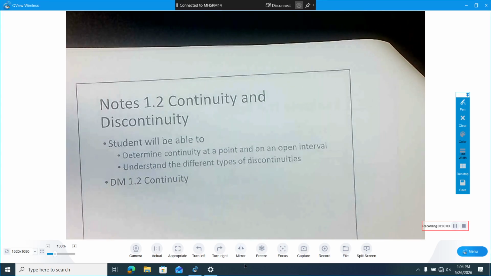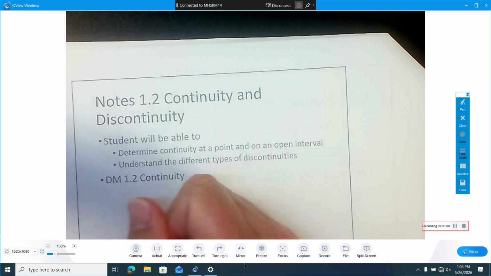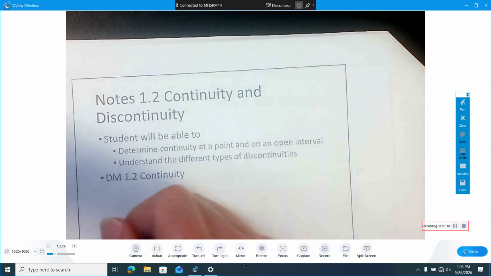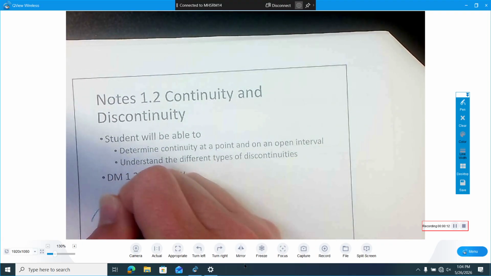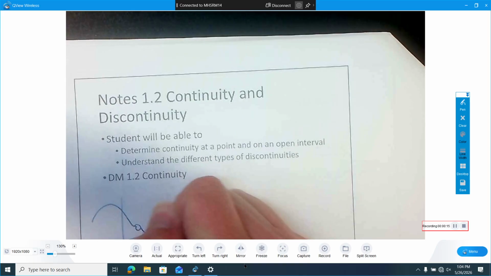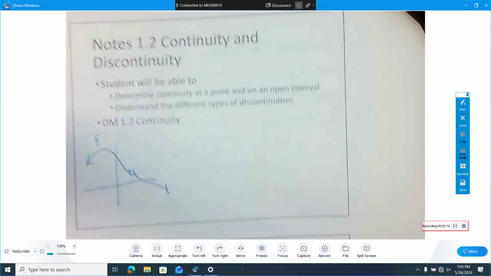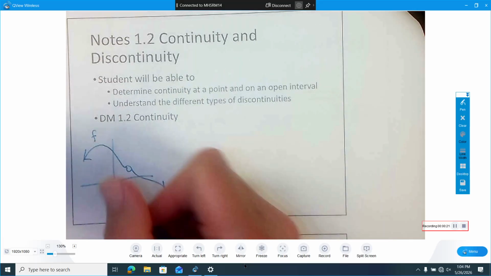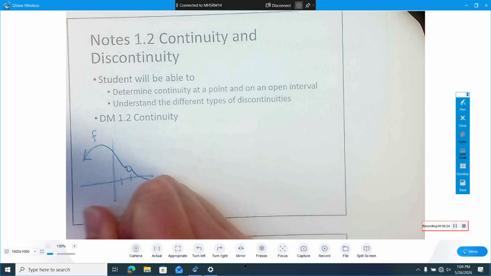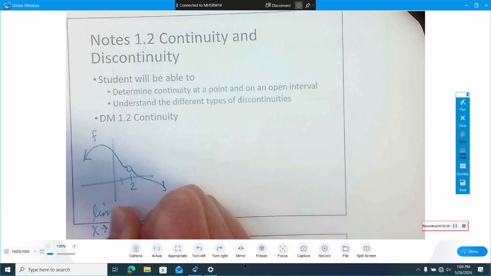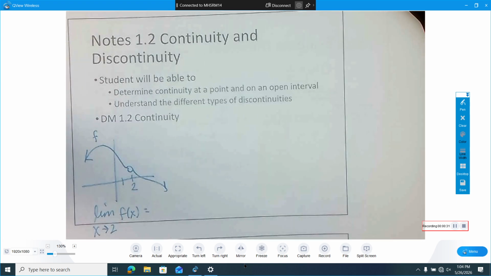So last week we talked about limits, and when we have a graph, no matter what the graph looks like, maybe my graph looks like this. So here's the graph of f. And then I want to know, what's the limit as x approaches, let's call it 2, of my function? A limit is defined as what's the y value we're getting close to.